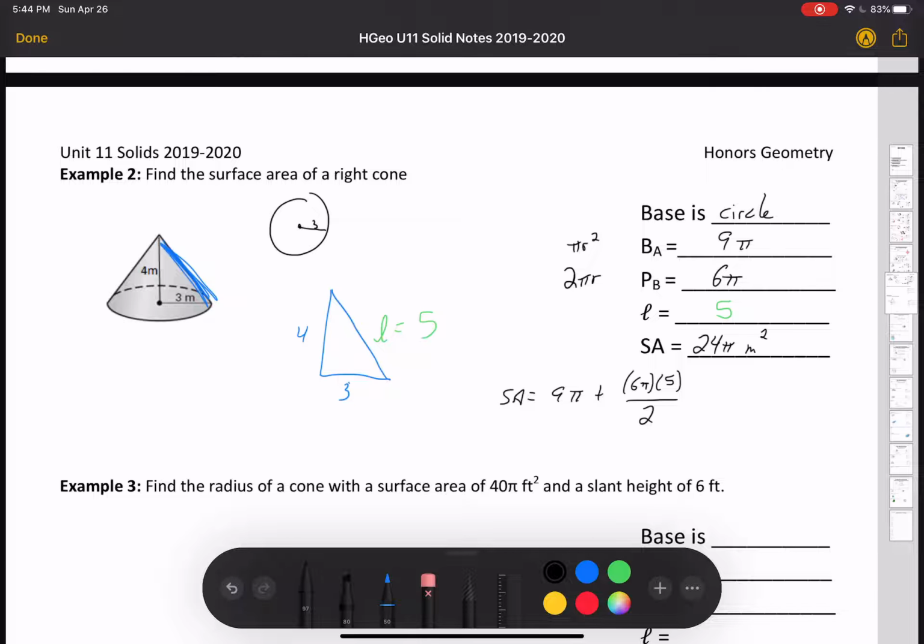Our approximate form is going to be 75.398 meters squared. Okay, so again, we had to do a little bit of work there in order to figure out the slant height since it wasn't given to us.